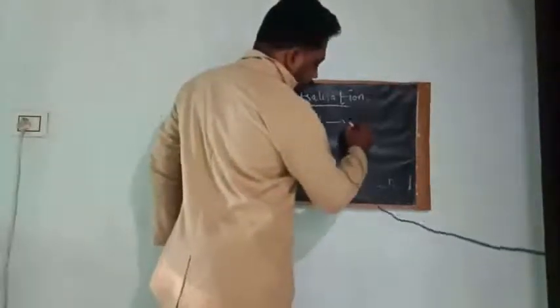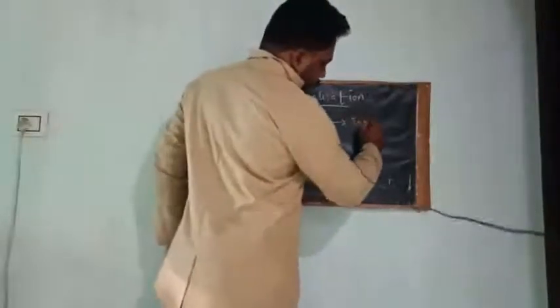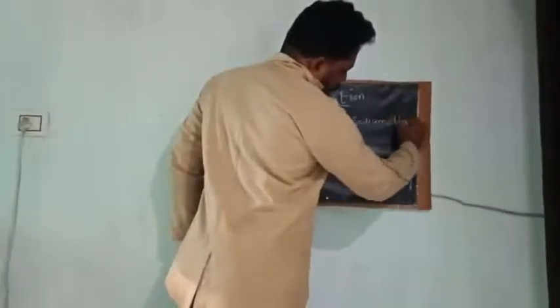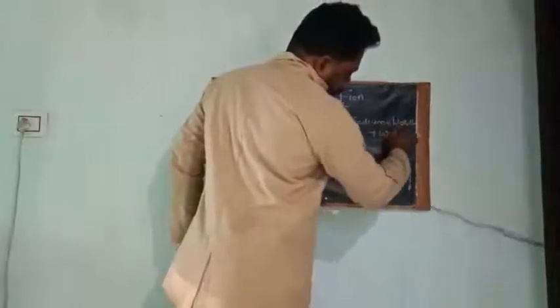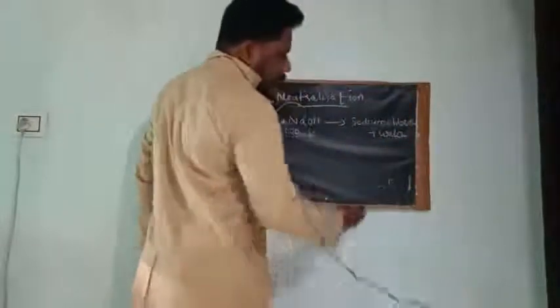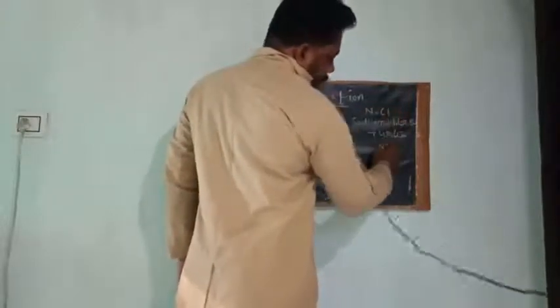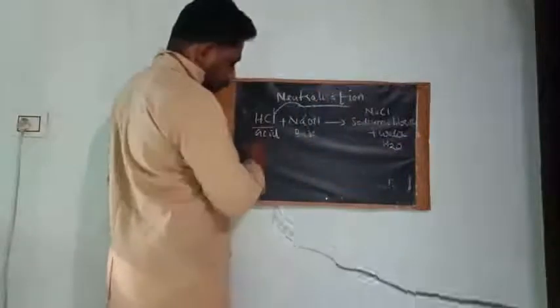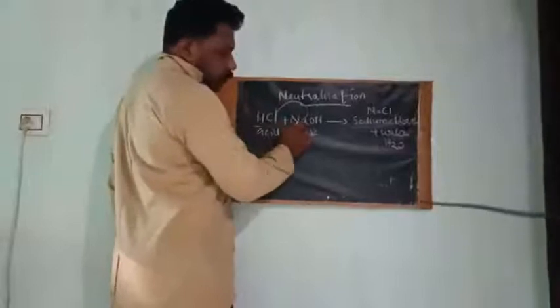A salt. Here the salt formed will be sodium chloride, and water. Sodium chloride can be denoted by the symbol NaCl, water, H2O. And this is hydrochloric acid, and this one is sodium hydroxide.